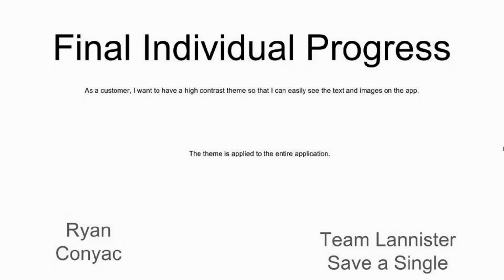This user story is, as a customer, I want to have a high contrast theme so I can easily see the text and images on the app. The acceptance criteria is the theme is applied to the entire application.